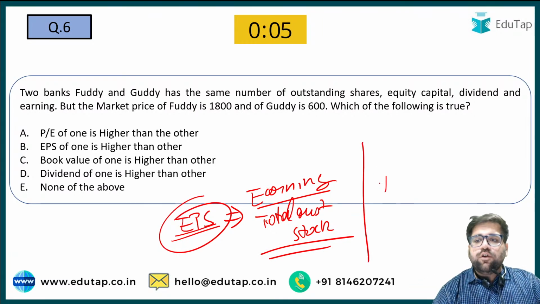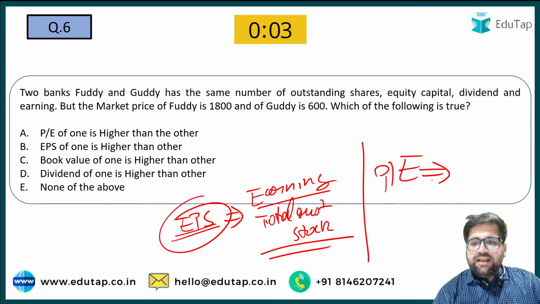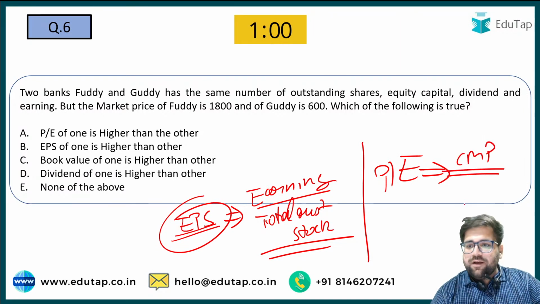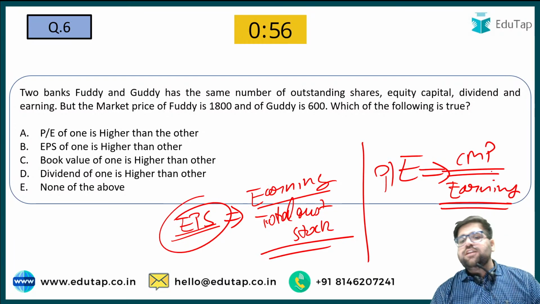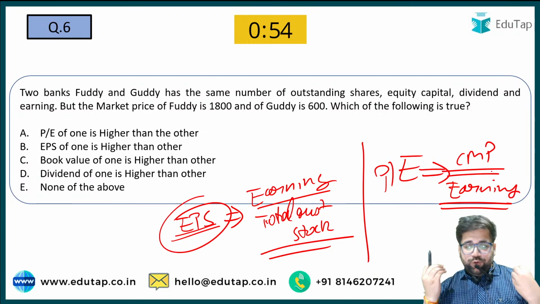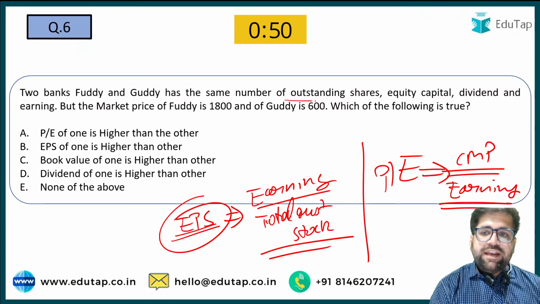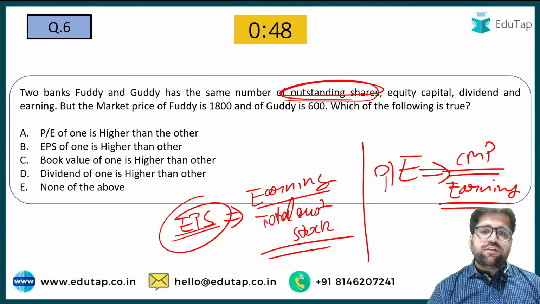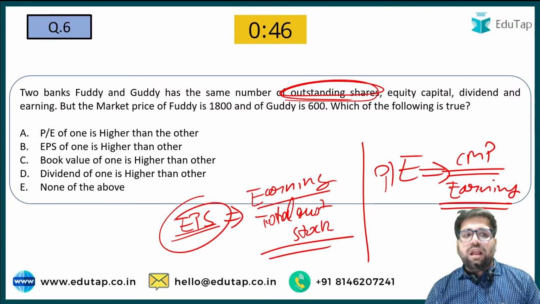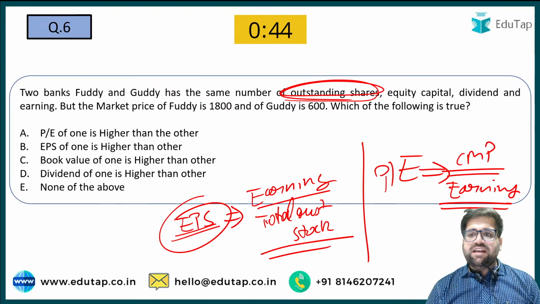Then the second part is also known as PE ratio. PE ratio refers to CMP, which stands for current market price, divided by earnings. Okay. So now in this particular question, I will tell you to use your brain. Two banks, Foodie and Goody, have the same number of outstanding shares. Okay, focus on this particular word. Two banks, Foodie and Goody, have the same number of outstanding shares.